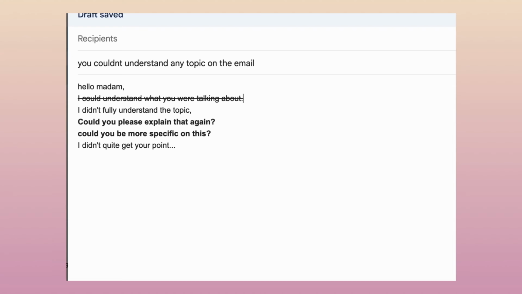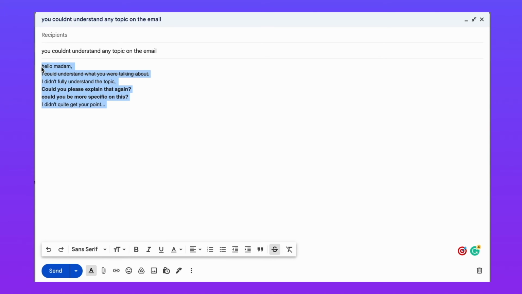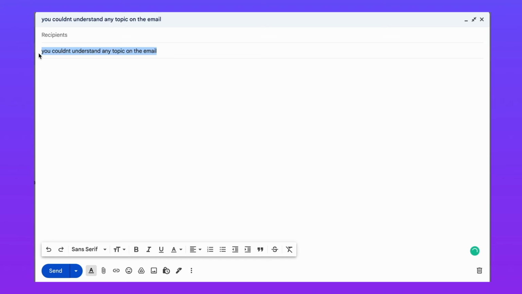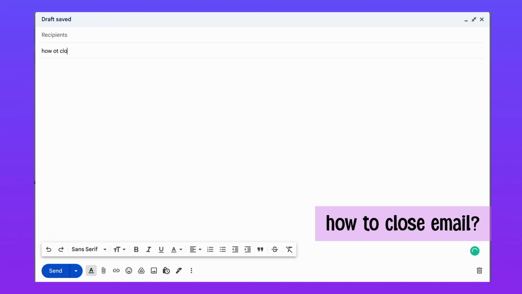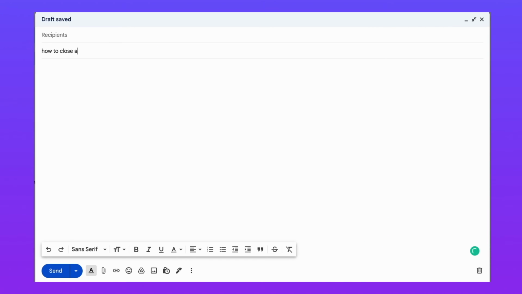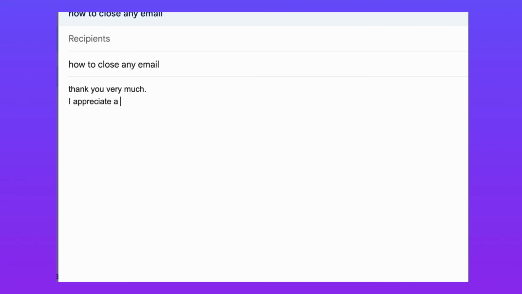Okay, then the last part, which is how to close any email. You have to actually know how to close an email. Let's say you just write, thank you very much. You can write this, but there are some other proper ways to close any email, to say bye bye. So first of all, you can write, I would appreciate a reply from you.